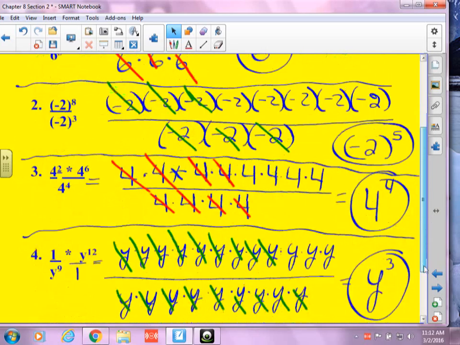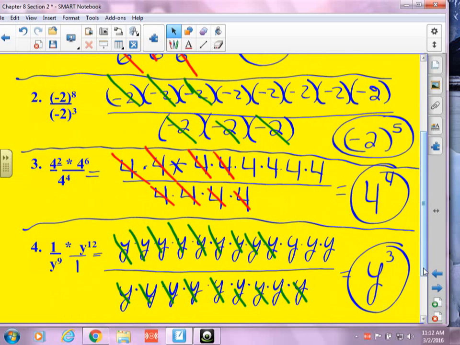Now, take a look at the next one. I got a 2 and a 6, that makes 8. And 8 minus 4 is 4. And then I got y to the 12th and y to the 9th, that becomes y to the 3rd. So I can subtract my exponents when the bases are the same.